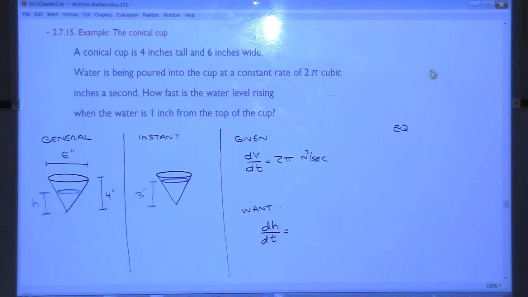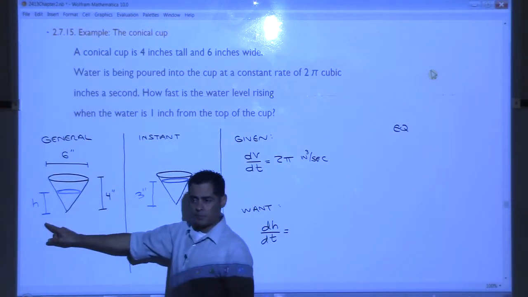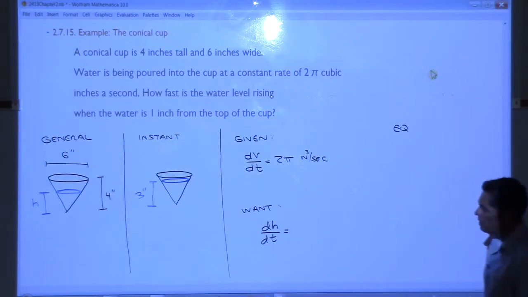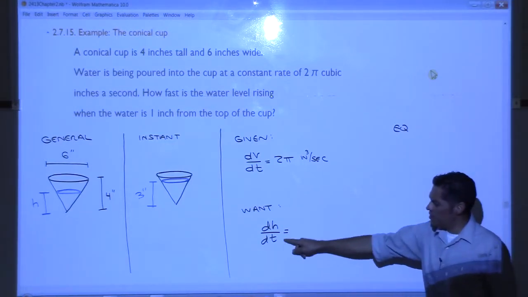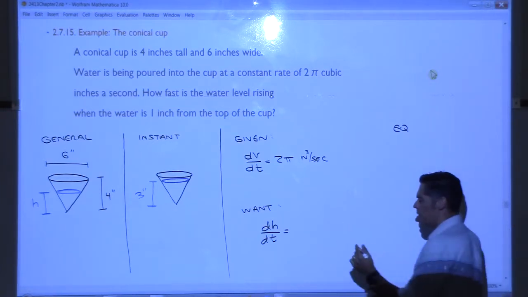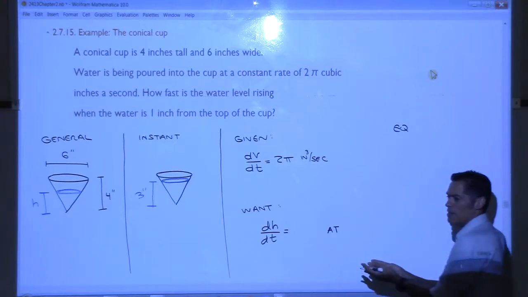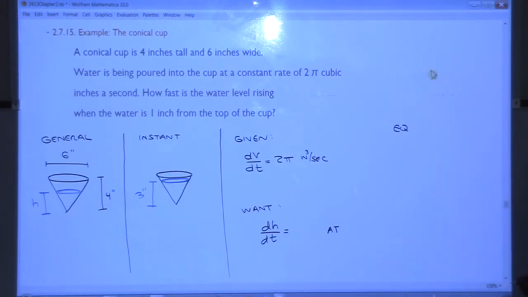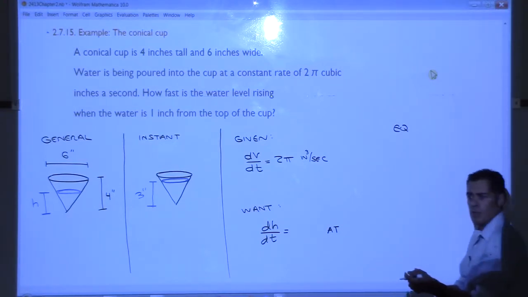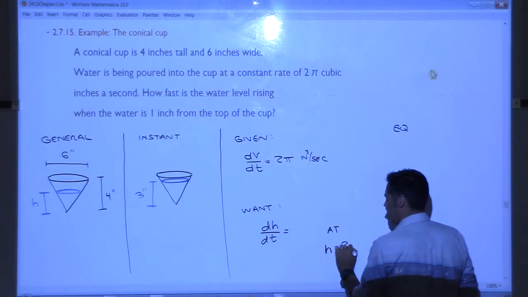But that's the snapshot picture, right? You can't fix 3 over here. All right, when is it that we want dH/dt? Because we need to know it at the exact moment. So what I've usually been doing is putting over here, at some particular moment in time. So what would I put there? At 3 inches. At what is 3 inches? At water level is 3 inches from the top, which we are calling H, right? At H equals 3, all right?